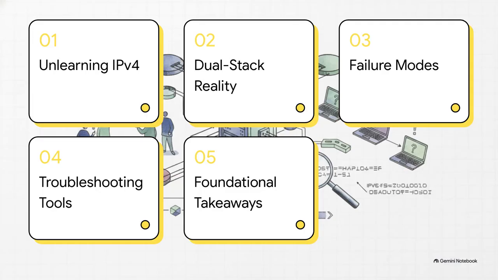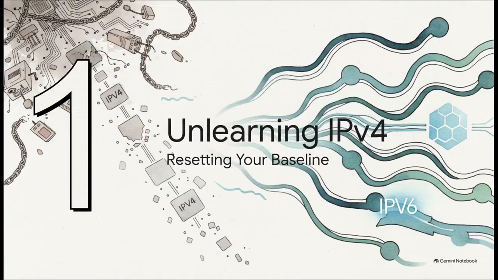So here's our game plan for today's explainer. We'll start by unlearning some deeply ingrained IPv4 assumptions. Then, we'll look at the reality of dual-stack networks, tackle some real-world failure modes, highlight essential troubleshooting tools, and wrap up with some foundational takeaways. Let's get to it. Step 1.